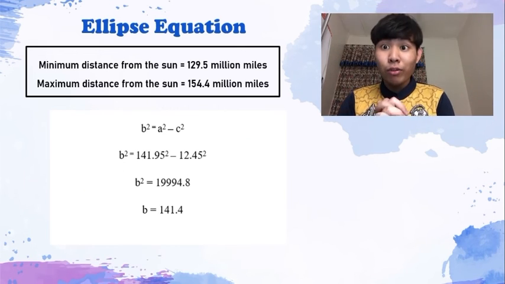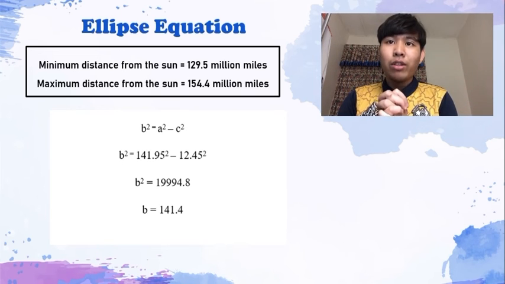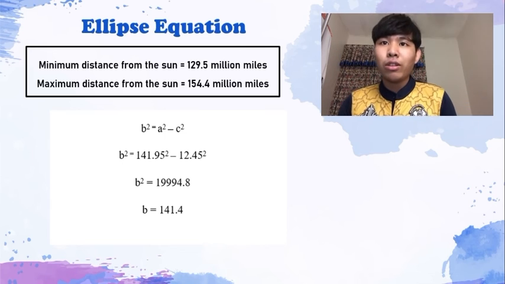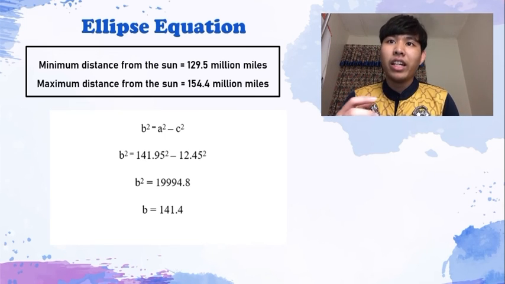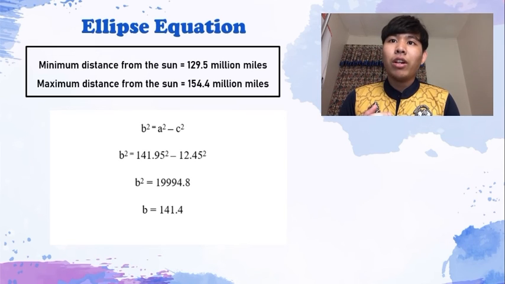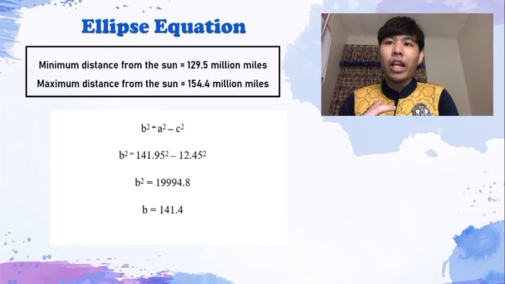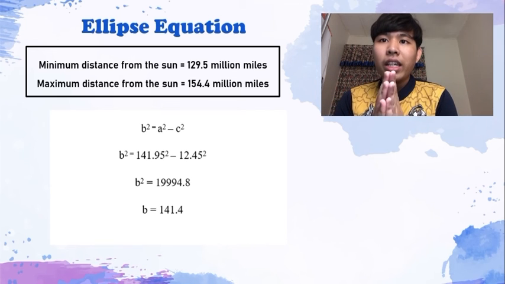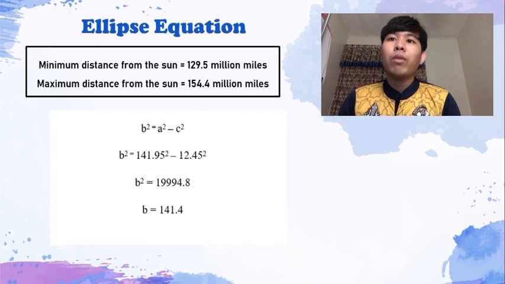To find b, we use the equation b squared equals a squared minus c squared. So to find b squared, we just plug in the values of a and c: 141.95 squared minus 12.45 squared. So we get the b value as 141.4.